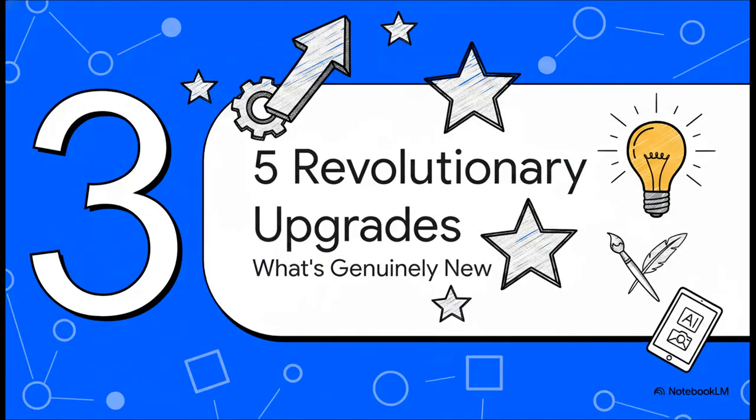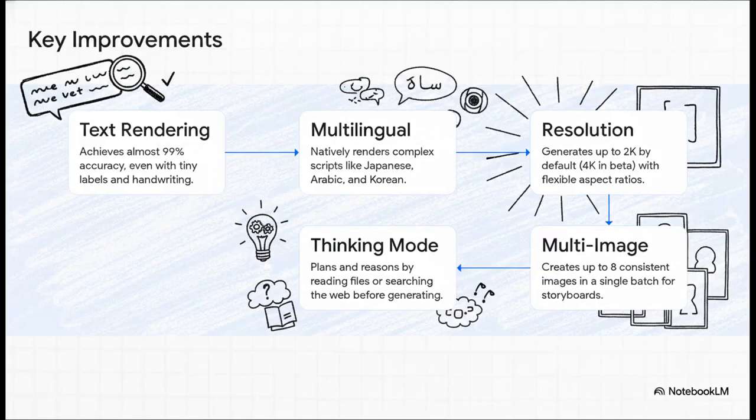Now, this whole new approach leads to some massive, really practical improvements. I want to walk you through the 5 big upgrades that really move the needle and make this thing genuinely useful for actual professional work. We're talking almost perfect text for real. The ability to write in languages that were impossible before. A default 2K resolution so things look crisp, with flexible aspect ratios so you're not stuck with awkward crops. Plus, you can make up to 8 images at once and keep your characters looking consistent. And then there's this wild new feature they call thinking mode.